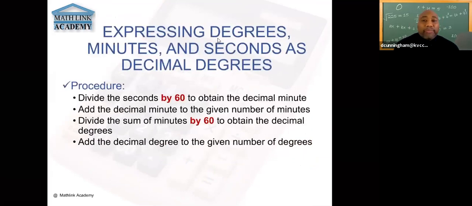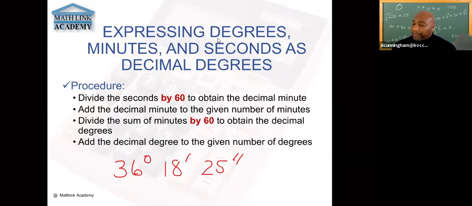Now, let's express degrees, minutes, and seconds as decimal degrees. So what do you mean, Mr. C? Let me give an example. Let's say you have 36 degrees, 18 minutes, and 25 seconds. That is not in decimal degrees as I wrote earlier. That's degrees, minutes, and seconds. What we're looking at is expressing degrees, minutes, and seconds as a decimal degree. How is that written as a decimal degree? These are the procedures for how we can do this.